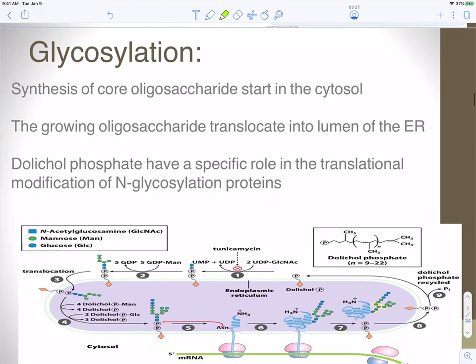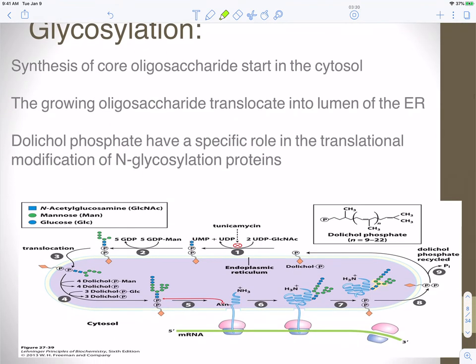Now, glycosylation is basically where the oligosaccharide core starts in your cytosol. So for example, you have here your dolichophosphate. It's going to be embedded into the membrane of the endoplasmic reticulum. You then have your UDP-N-acetylglucosamine that is going to be added. So you have your dolichophosphate with the two N-acetylglucosamine residues. And then you have some mannose residues shown here that get added to the N-acetylglucosamine residues on your dolichophosphate. At some point, this is all going to be translocated into the lumen of the endoplasmic reticulum shown here.